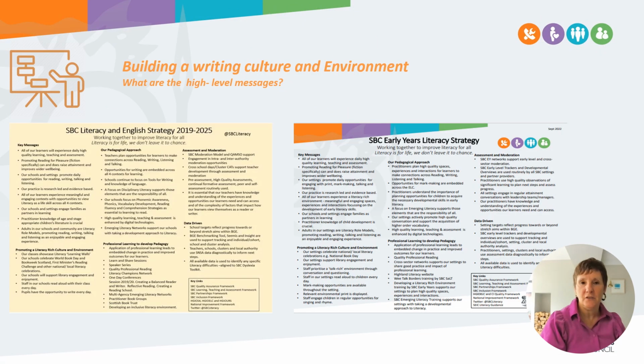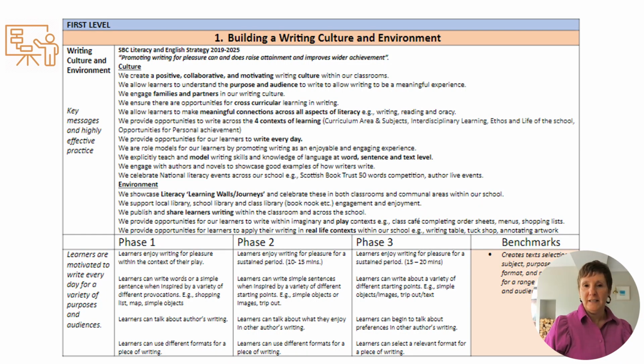Some of the high-level messages around building a writing culture and environment come from the SBC Way literacy strategy and also the early years strategy. These are both available for you to have a further look at within the writing Padlet. Within the writing steps to success pathways, you will find some clear guidance around building a writing culture and environment that's appropriate to your key stage. You can see on the screen here, this is an example from first level where there's some key messages and then linking in to the national benchmarks.